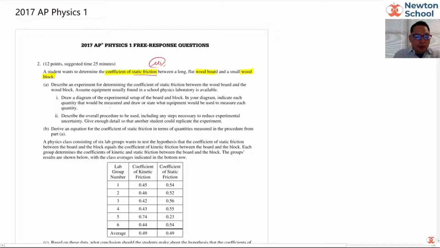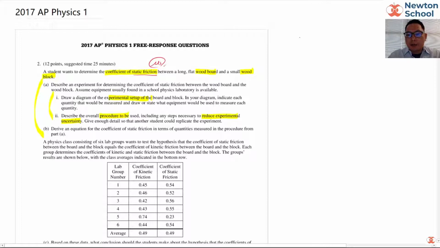Equipment, blah blah blah. Draw a diagram, set up the board and block. Describe the overall procedure, and reduce experimental uncertainty. So probably you'll have to say repeating, taking multiple measurements and taking an average of them. And derive an equation. Okay. So these are actually typical questions from the textbook.